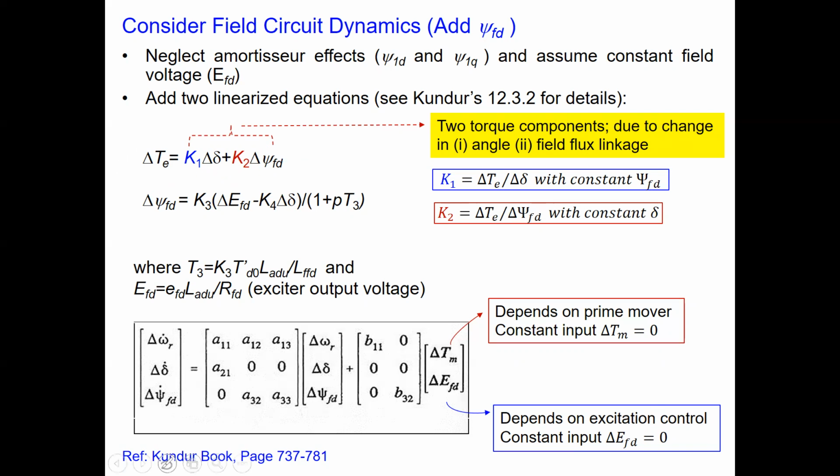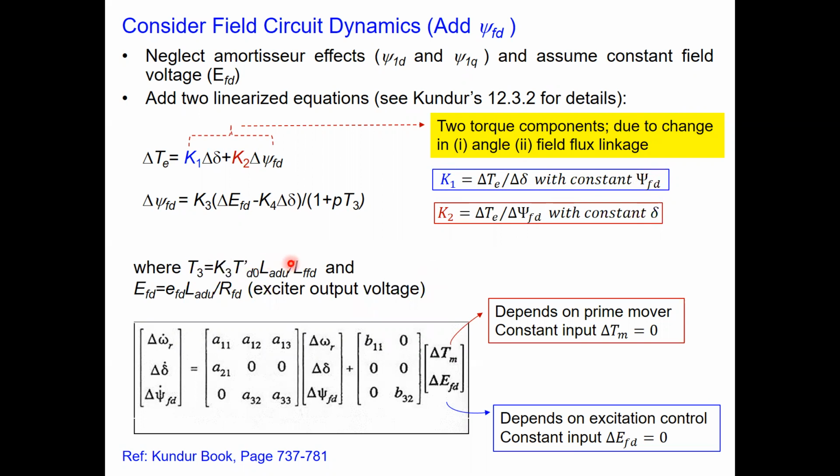Now when we look at this equation, we have just introduced some constants here, K1 and K2, right? If the flux is constant, meaning there is no change in the field flux, then in that case K1 will be defined by these two. And if delta is constant, let's say the load is constant, and you are just changing the field flux, then in that case we have K2 here. So the constants K1 and K2 are given by this ratio, depending upon which term is constant.